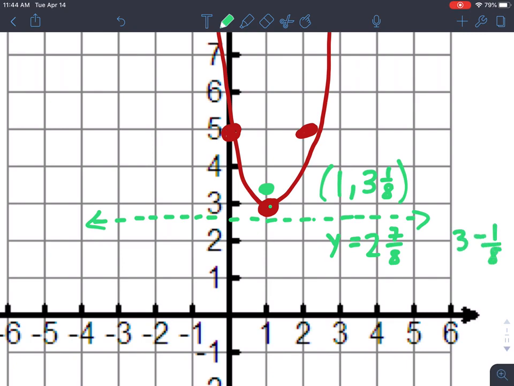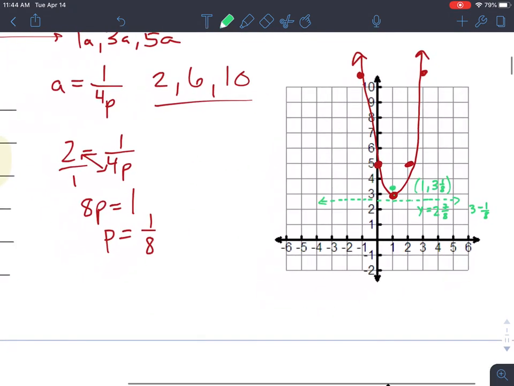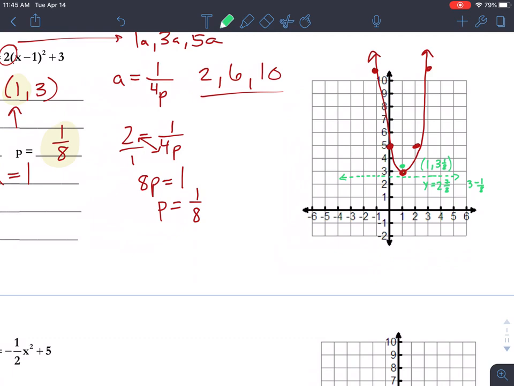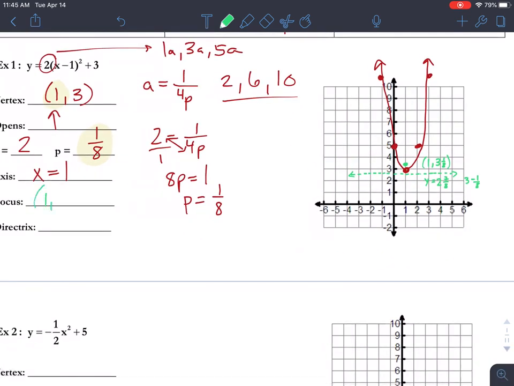And that's your answer. So notice it is that k plus or minus p situation, but I usually just visualize it. So 1, 3, 3, and I added 1/8 because I went up for the focus. And then my directrix is y equals 2 and 7/8. And you can use your graph to help you. That's typically what I do.